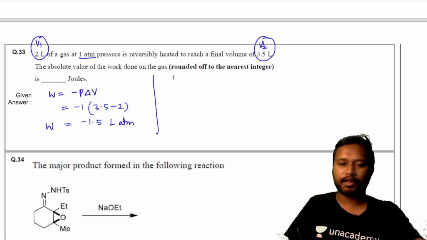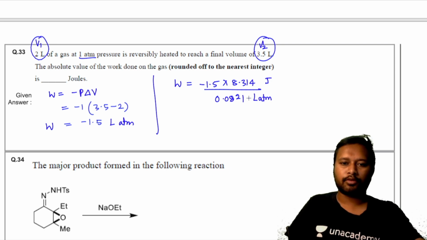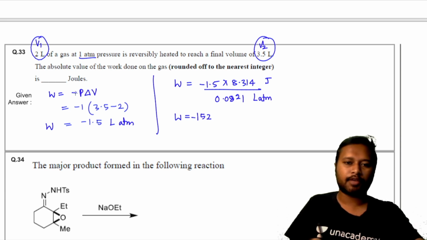Work done will be minus 1.5 multiplied by 8.314 and divided by 0.0821. This 8.314 is in joules and 0.0821 is in liter atm, so liter atm will get cancelled out. You will get the value in joules. Solve this and you will get the value. So work done will be approximately equal to minus 152. So the answer is going to be minus 152.